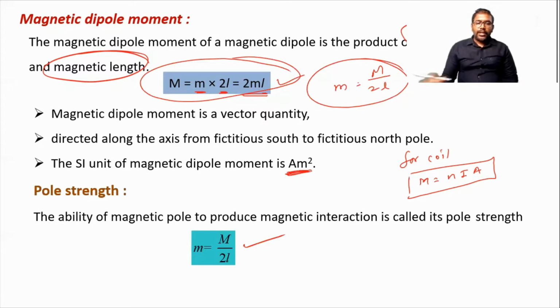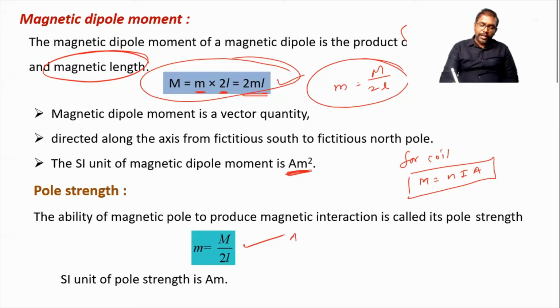The ability of a magnetic pole to produce magnetic interaction is also called pole strength. Now the SI unit: the unit for M is ampere meter square divided by the magnetic length in meter. So meter gets cancelled and we get the unit ampere meter. So ampere meter is the SI unit for pole strength.